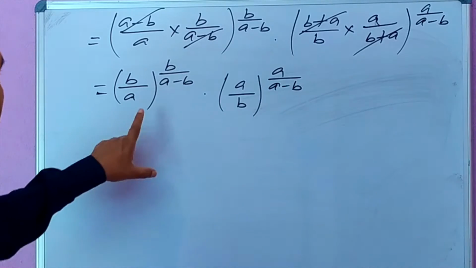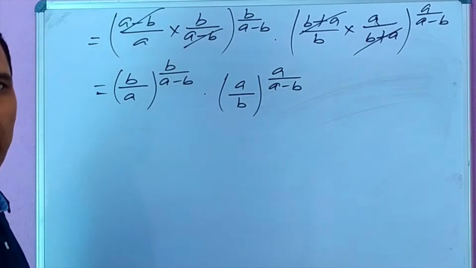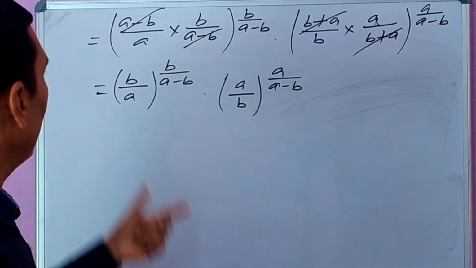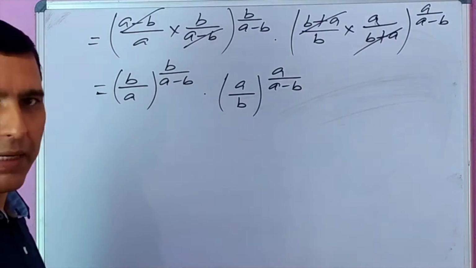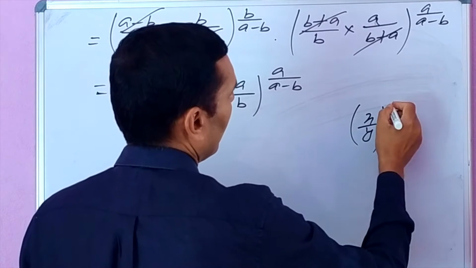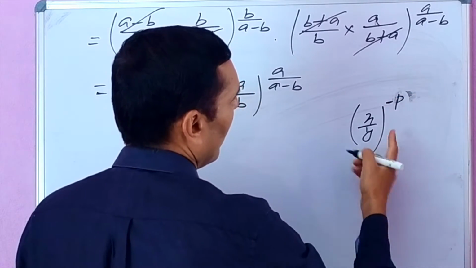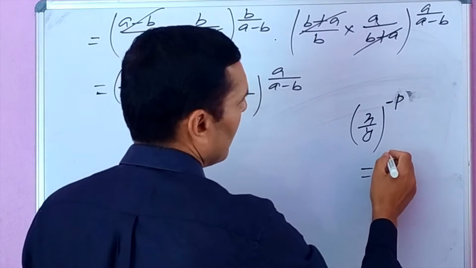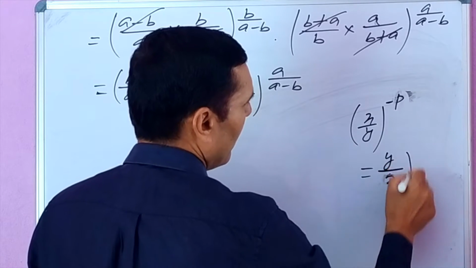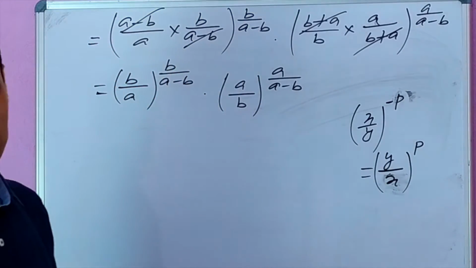Now look here, we have a slightly different thing inside the bracket, the base. Here it is b upon a, here it is a upon b. These two can be made the same. How do you know that? If we have x upon y to the power minus p, when this numerator and denominator are interchanged like this, y upon x, the sign of the index power changes.